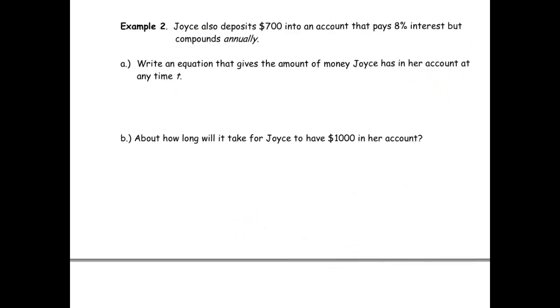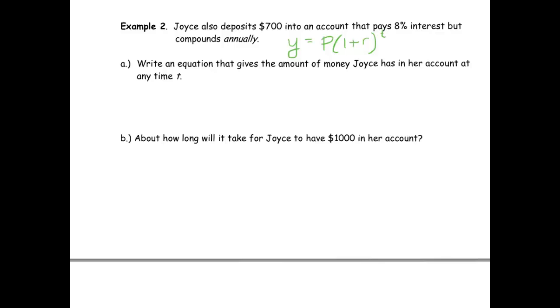Alright, so now we have Joyce, and she also deposited $700, but into an account that pays 8% interest, compounding annually. Everything has stayed the same except for the compounding annually. The annually is going to tell us which formula to use. And I believe that was the first formula. So I'm going to write that down here. That was y equals p times 1 plus r to the t.